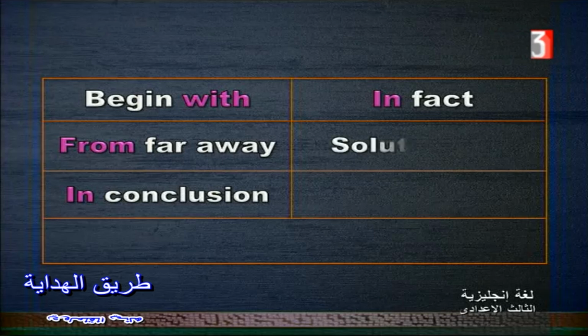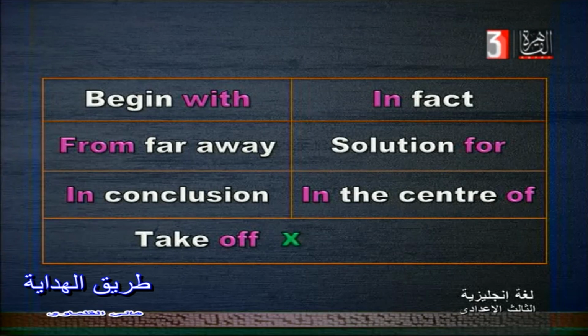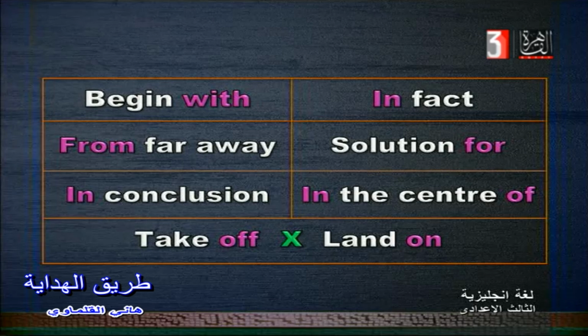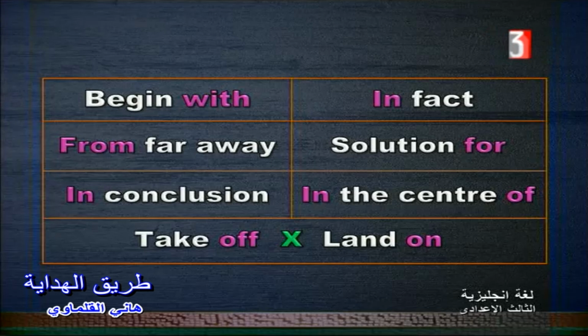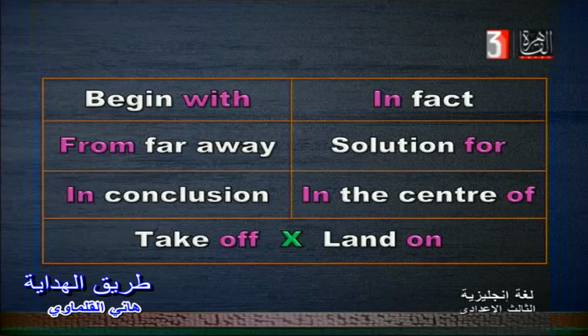We have here: begin with, in fact, from far away, in conclusion, solution for, in the center of the earth, take off. And the opposite here is land on, because we are talking about planes. When I am talking about planes, I can say land on. The plane lands on. The plane takes off. Because take off has another meaning, which means to remove clothes or shoes. For example, take off your shoes before entering the house. So here it means to remove shoes.